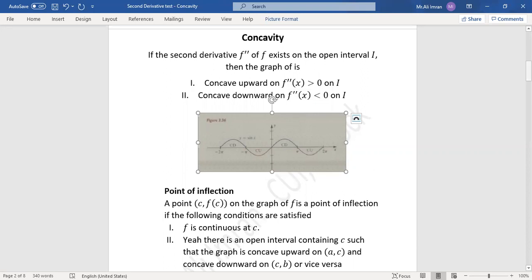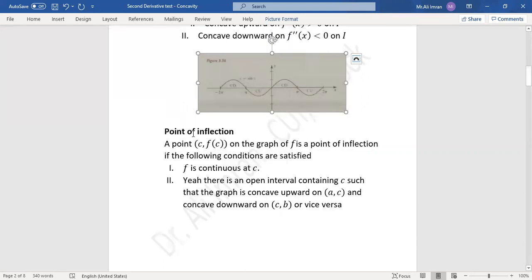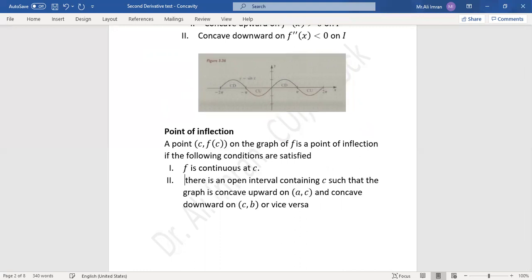Now let's learn another definition. Point of inflection: a point c, f of c on the graph of function f is a point of inflection if the following conditions are satisfied. f is continuous at c, and there is an open interval containing c such that the graph is concave upward on the first interval a to c and concave downward on c to b, or vice versa. I will clear this concept with the help of this graph.